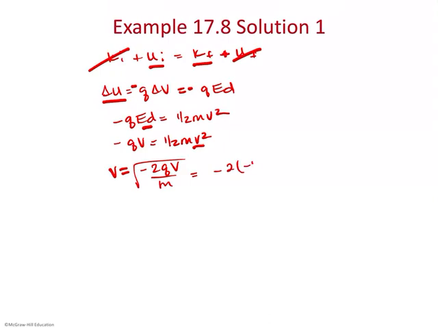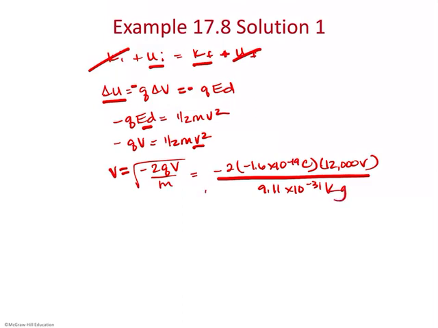So you get -2. What is the charge? Well, we're talking about an electron. So 1.6 times 10 to the -19 coulombs. And it's an electron, so it's negative. Times 12,000 volts. Okay, so that was that 12 kilovolts. So 12,000 or 12 times 10 to the third divided by the mass of an electron.